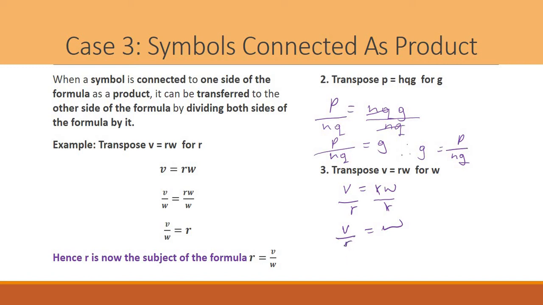And to finish, we just rewrite the statement so that W is on the left. So we say, therefore, W is equal to V all over R. And we are finished. So that is how you deal with formulas that include products. All right. Let's look at case number 4.